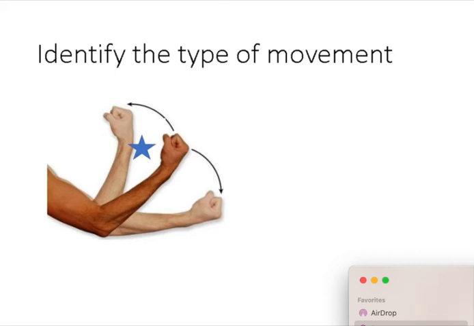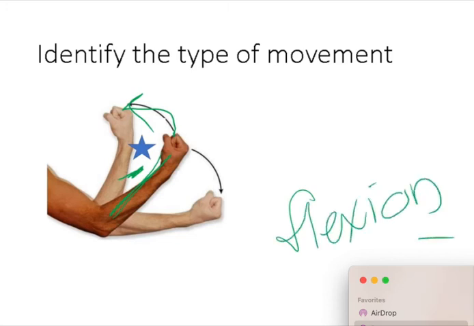Okay, so identify the type of movement here. Okay, so this is the movement that's starred right here. You can see that the arm is moving in this direction. Okay, so the elbow is moving from the first position to the second position, that is flexion. So the answer to this would be flexion. Okay, you're decreasing the angle between the two bones.